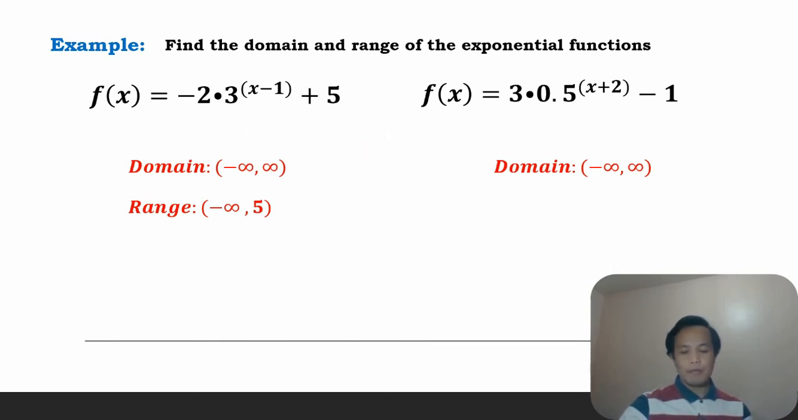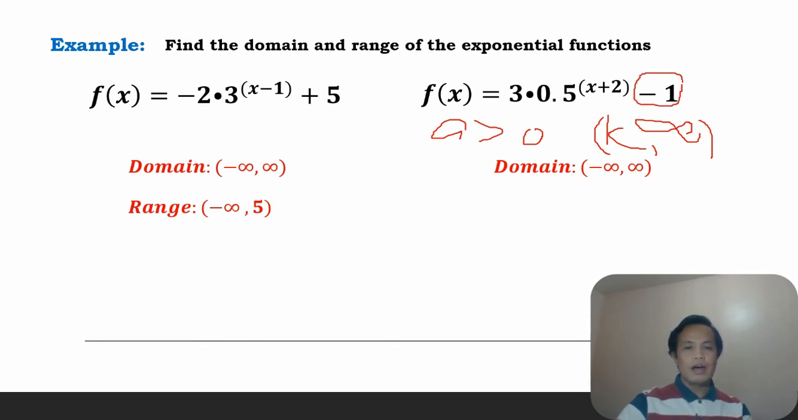Okay, let's proceed to the next example. This time, our a is positive 3: a is positive 3 times 0.5 raised to x plus 2, minus 1. So since a is greater than 0, our range shall start from the value of k up to positive infinity. In this case, our k is negative 1. Therefore, our range would be from negative 1 up to positive infinity. This value here, the k, has a very important role in identifying our range, and of course the value of a, whether a is greater than 0 or a is less than 0.